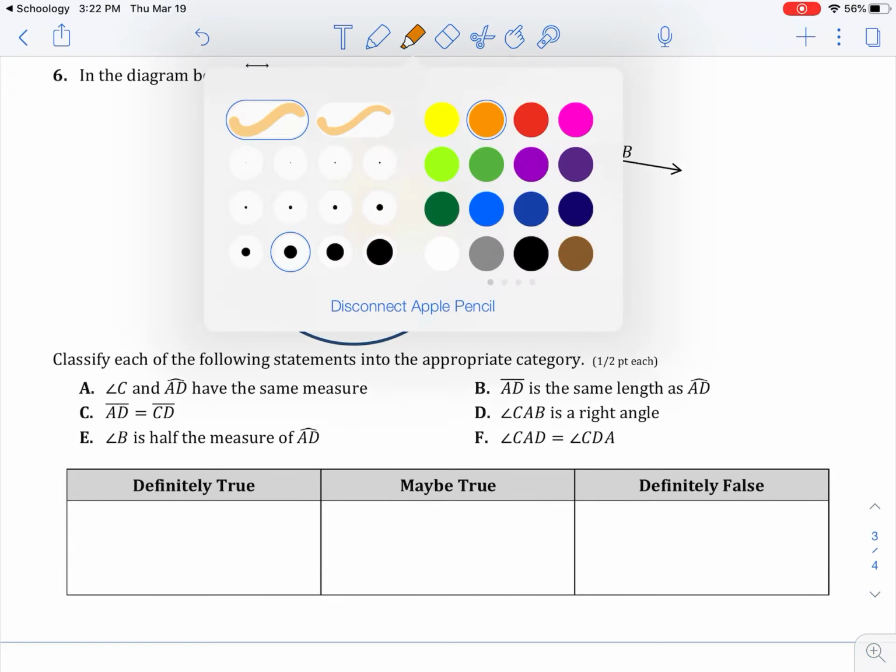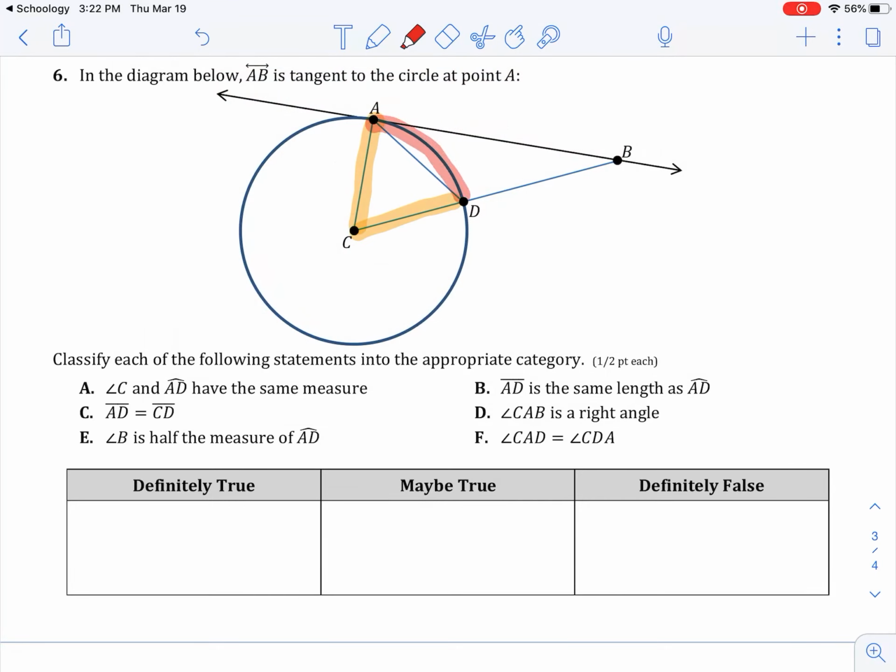So if you find angle C, there is only one angle C right here. And then arc AD, they have the same measure. That is a central angle and its arc. They will always have the same measure. That's definitely true.